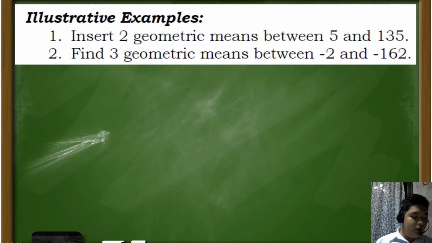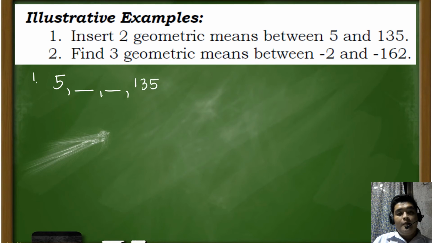Okay, let's solve number 1. Insert two geometric means between 5 and 135. So we have 5, we need to insert 2, so 1, 2, and our last number is 135. We will use the formula for the nth term of a geometric sequence.